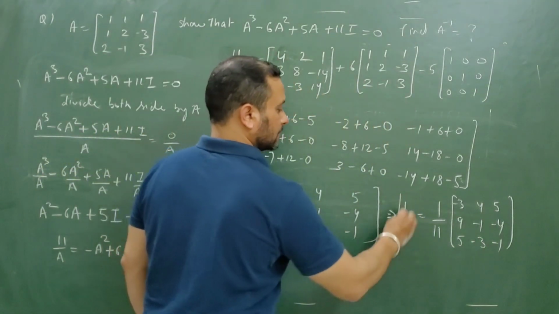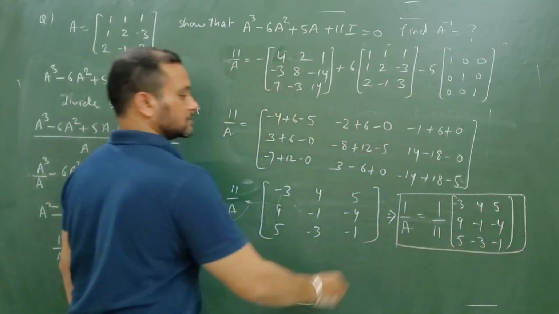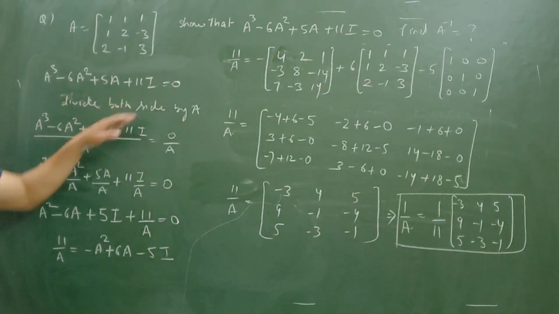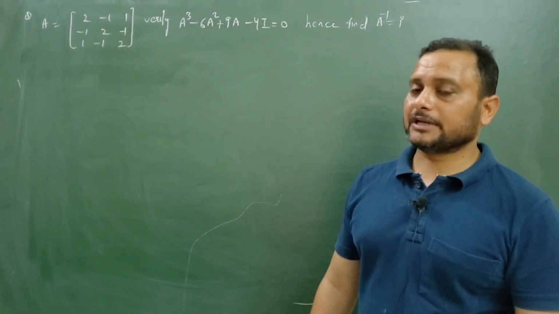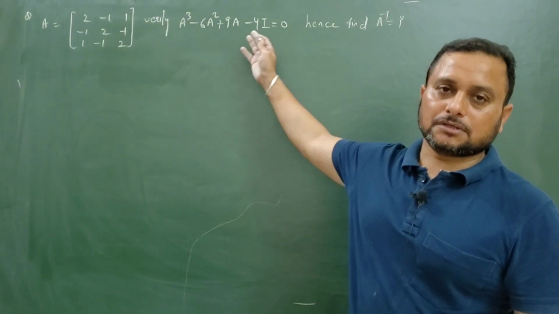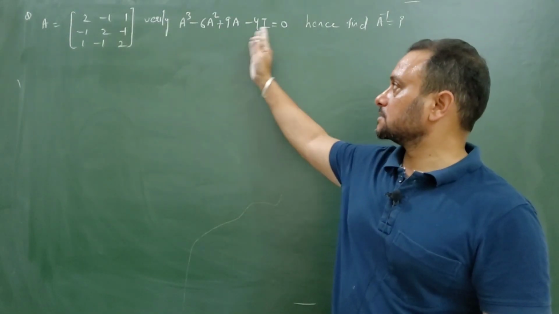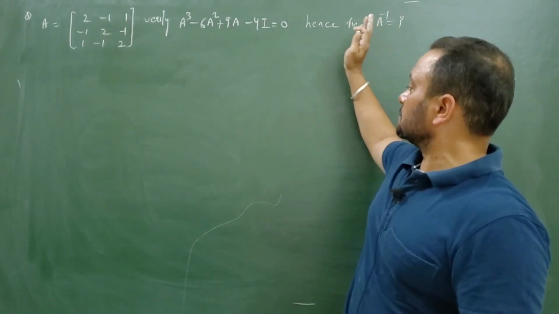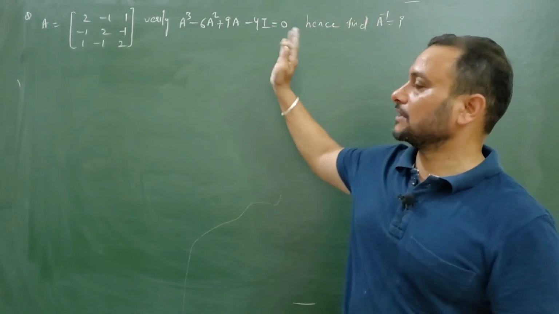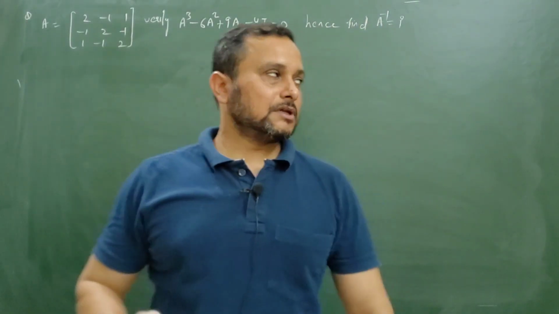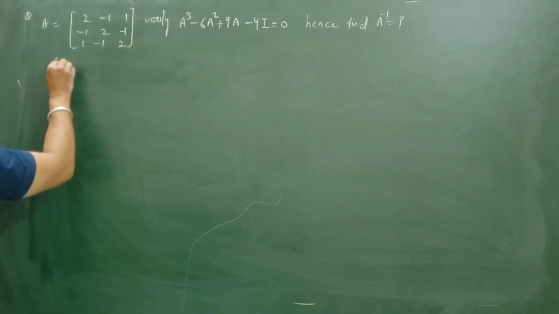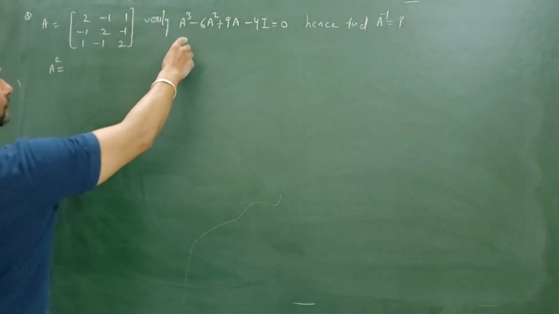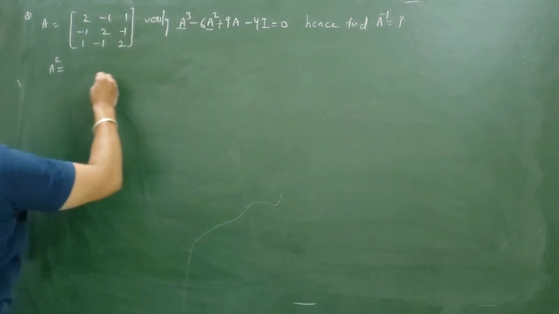So this becomes the A inverse from this equation by this process. The value of A is given, and we need to verify that this equation for this matrix is equal to 0. Then from this same equation we have to find out the value of A inverse. Let's start. Very first, to make this 0, we need the values of A cube and A square.